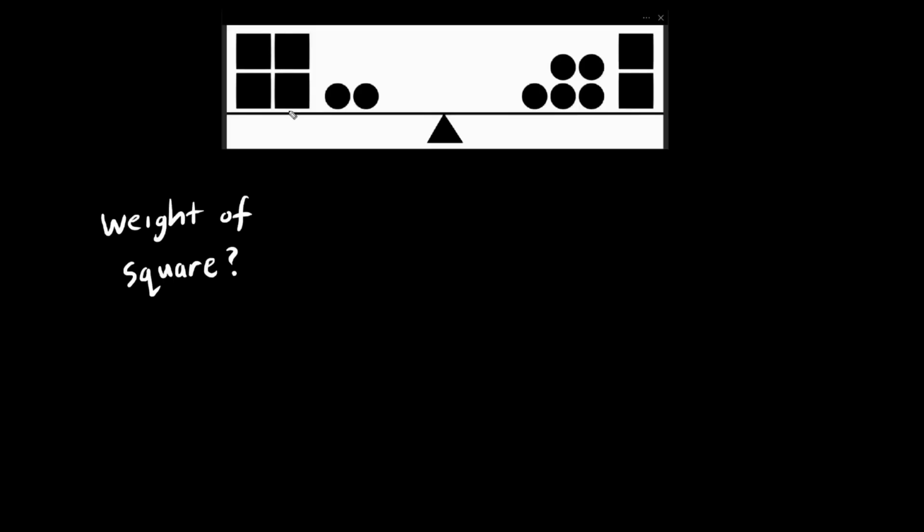What is the weight of a square? We have an equation here represented by a seesaw. This here is 1 square, and we have 4 squares on the left. So 4 squares plus 2 circles equals 2 squares plus 1, 2, 3, 4, 5 circles.